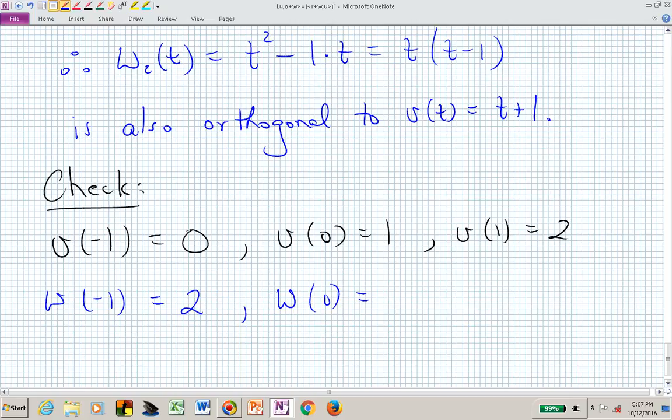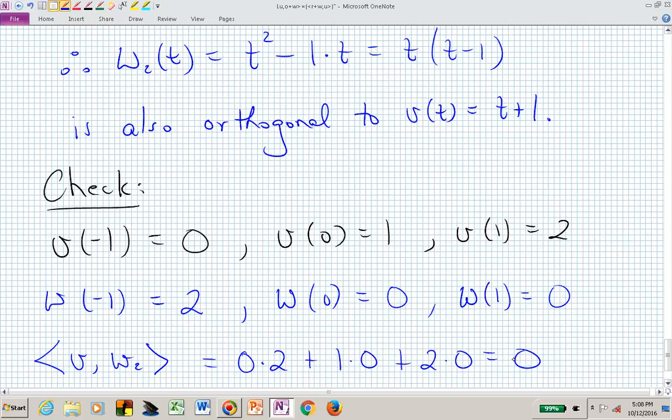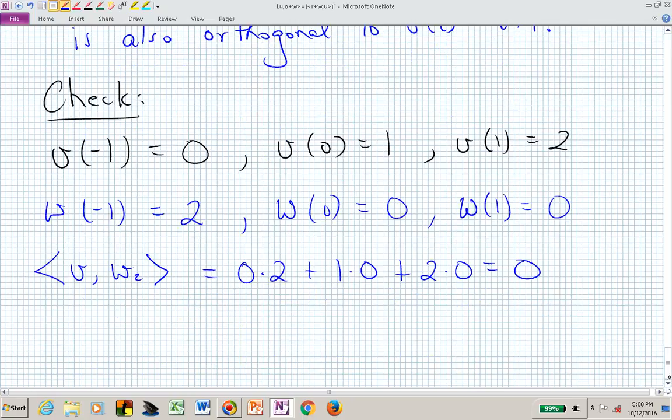So we now have W of 0. We have 0 times 0 minus 1. That's 0. And W of 1, we have 1 times 1 minus 1. That's also 0. So now if we look at the inner product of V with W2, we have 0 times 2 plus 1 times 0 plus 2 times 0, and we get what we wanted, orthogonality of W sub 2 with V.